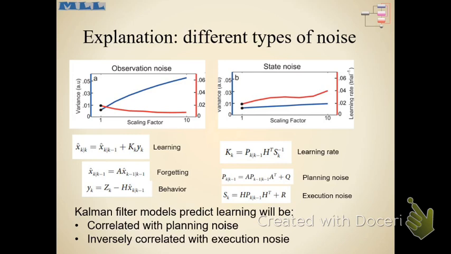All right? Is that clear? So that's a prediction, right? If I can isolate state noise and execution noise, I should see learning go up with state noise and down with execution noise.